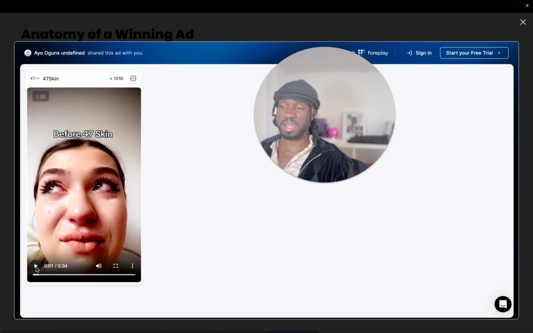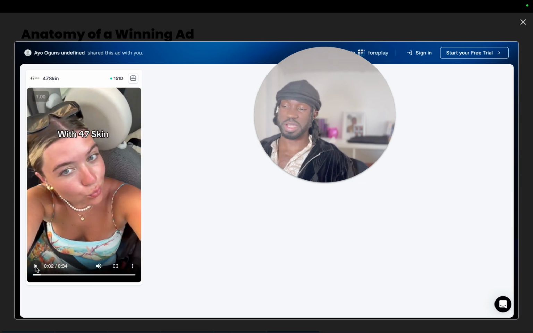And then in the payoff, where you see the after, with 47 Skin you can see her with clear skin, looking happy, pouting at the camera. So we have three different scenes and three clear, strong, different emotions in those 3 seconds as well, right? And they do that with the editing.